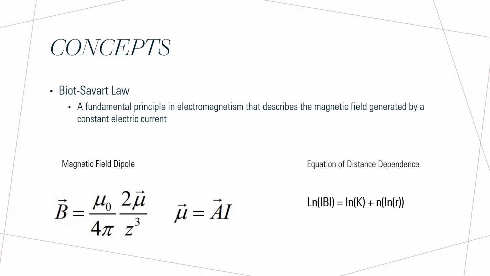These are a few of the concepts we're going to be using in this lab. First, we have the Biot-Savart law, which is a fundamental principle in electromagnetism that describes the magnetic field generated by a constant electric current. We also have the magnetic field dipole and the equation of distance dependence.